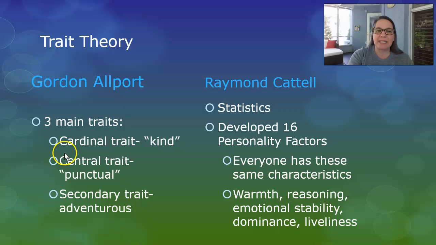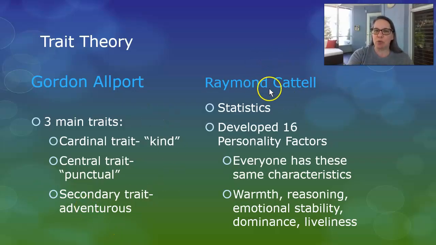And then there is a central trait that is very important to your personality. So this one might be you're punctual. And then there are secondary traits that are maybe not seen by everybody. These might be traits that are seen by only a close select few that share those personality traits with you. So a secondary trait might be adventurous.